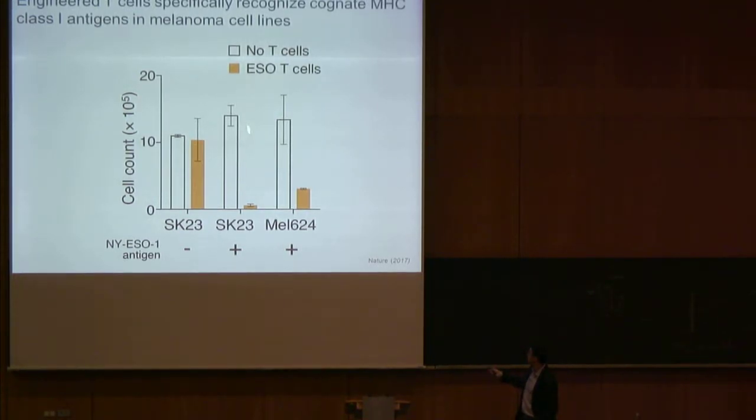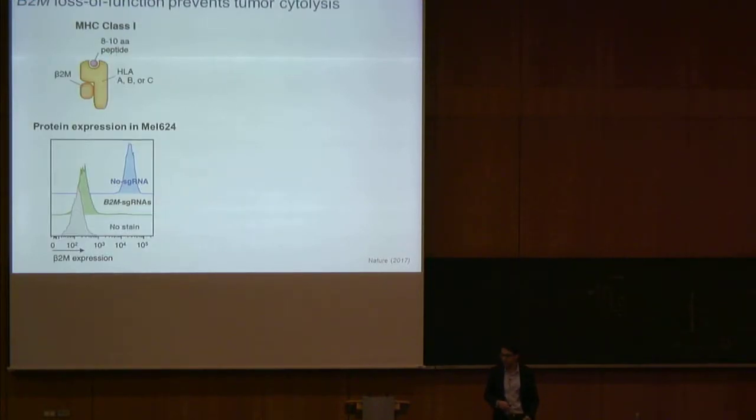And you can see it's only able to kill the cells in the presence of the antigen. Cells that don't display the antigen just are unrecognized by these T cells. And we took this very famous example from the literature, beta-2 microglobulin, which is one of the two proteins involved in MHC class I presentation of antigens on the cell surface. And we went ahead with Cas9, we knocked out beta-2 microglobulin.